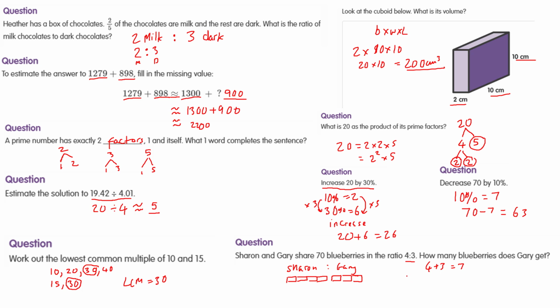So we're sharing 70, so what's 70 divided by 7? That's 10. So each part is worth 10, so that's worth 10, 10, 10, 10. And then Gary's, he's got 3 parts, each worth 10. If you add up all those 10s, that equals 70. So you can see Gary gets 30 blueberries. And you can do this very well. We've done much more challenging questions than this in class, but you may have just forgotten how to do it.